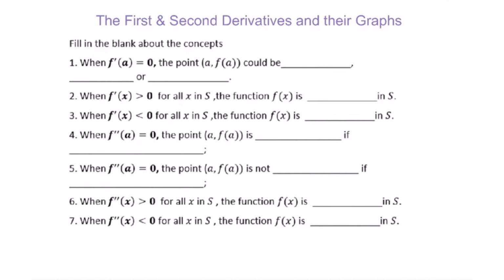This video is about the first and second derivatives and their graphs. Fill in the blank about the concepts. When f prime of a equals 0, the point (a, f of a) could be a maximum, minimum, or stationary inflection.